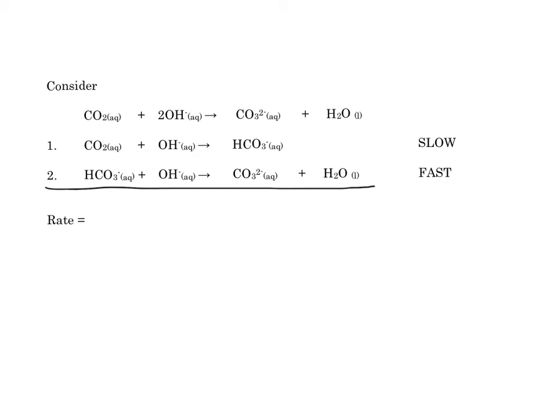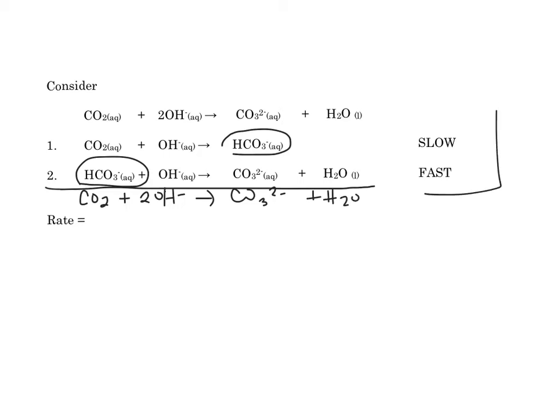So the reaction intermediate would be the bicarbonate ion, because it is produced in the first step, used up in the second step as a reactant, so they would cancel out and it's not in the overall. So we end up with CO2 plus 2 OH minus going to carbonate and water, and that matches the overall. So this is a reasonable reaction mechanism.